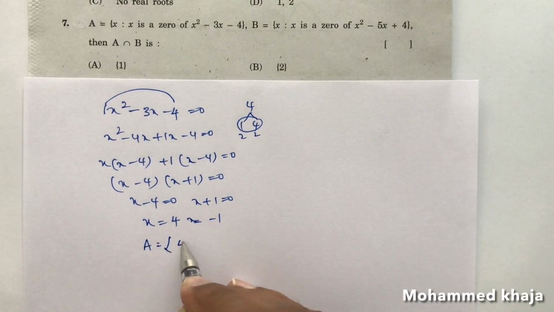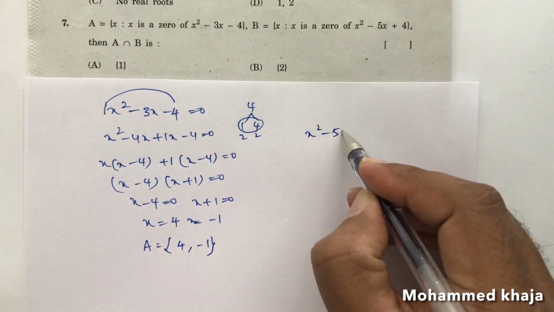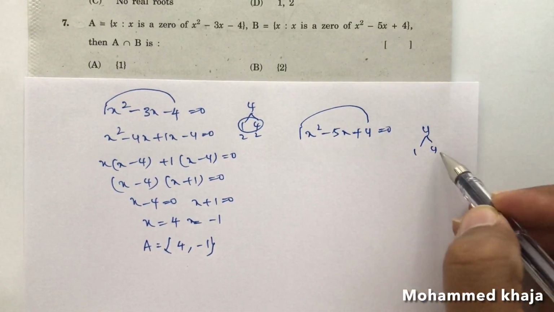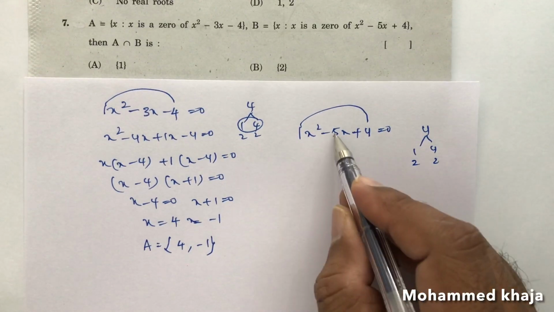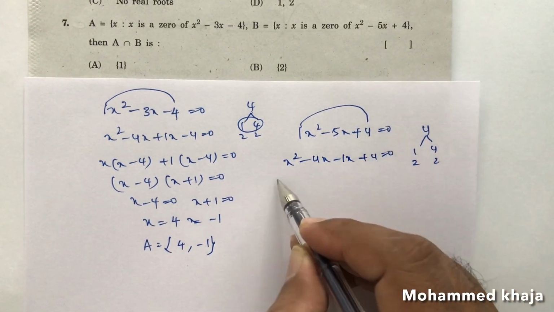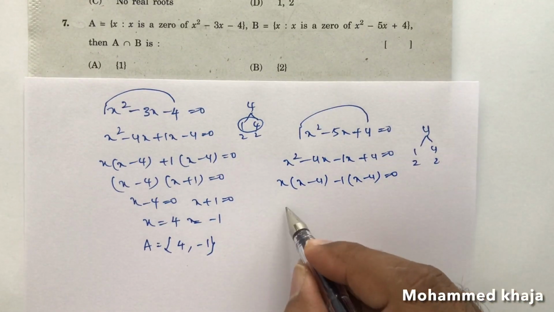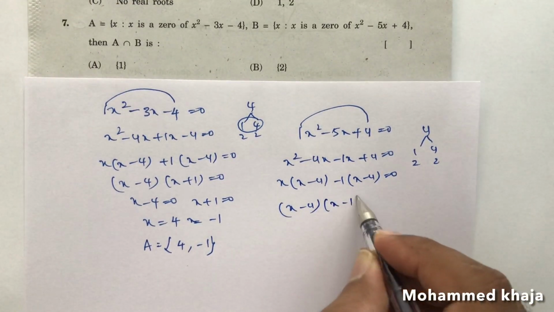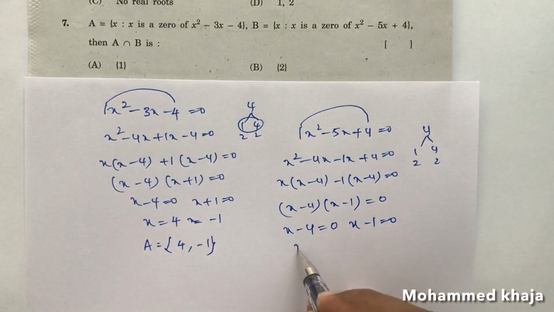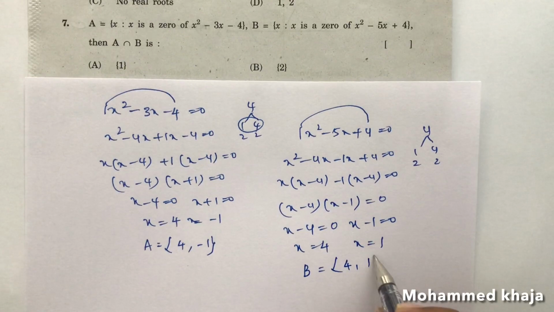So here set A is 4 comma minus 1. In the same way, x is a zero of x square minus 5x plus 4. So here also 1 into 4, 4. 1, 4 only I'll take as the factors, because 2 into 2 will not give 5. So x square minus 4x minus 1x plus 4. Take x common, x minus 4. Minus 1 common, x minus 4. So x minus 4 into x minus 1 equals 0. x minus 4 equals 0. x minus 1 equals 0. x equals 4, x equals 1. So set B is 4 comma 1.